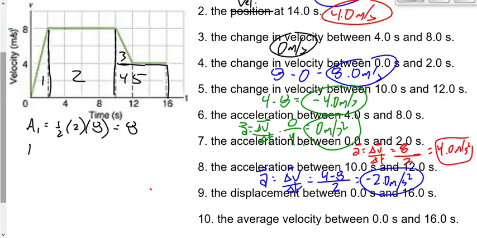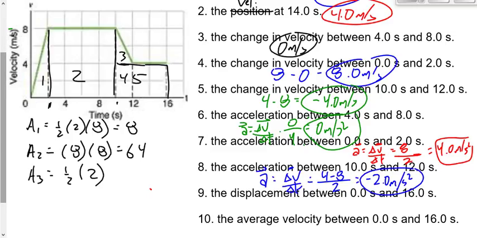Area 2 is base times height. We're going from 2 to 10, so the base is 8. The height is 8. That's going to be 64. The area of 3 is a triangle, 1/2 base times height. The base goes from 10 to 12, so the base is 2. The height goes from 4 to 8, so the height is 4. That's going to be 4.